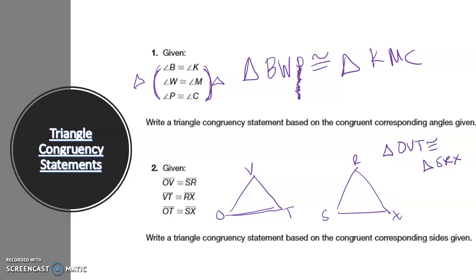OV is congruent to SR, VT is congruent to RX, and OT is congruent to SX. Therefore, OVT is congruent to SRX.